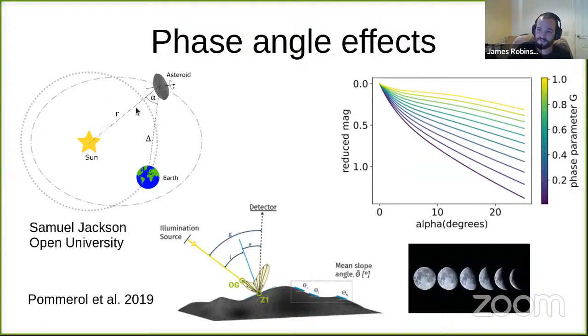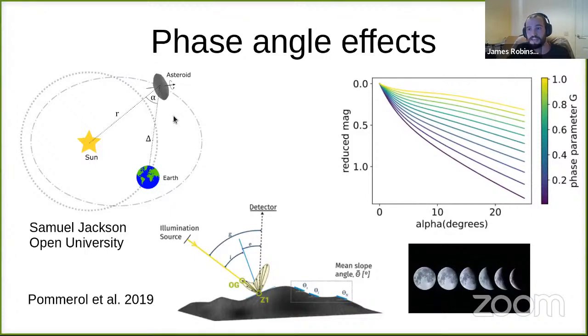The phase angle alpha is defined as the angle between the sun, the target asteroid, and the observer on Earth. You can imagine in this figure, as the Earth goes on its orbit around the sun, and the asteroid moves on its orbit around the sun, if we're constantly looking at this asteroid, that angle alpha will change. And after we take into account effects such as the distance of the asteroid, we'll note that as the phase angle changes, the brightness of the asteroid will also change.